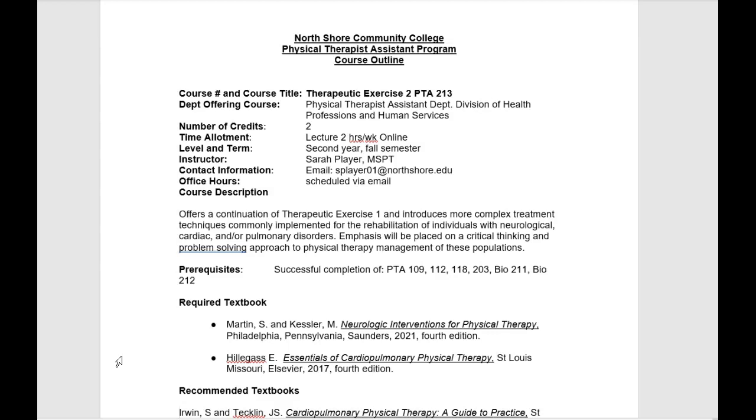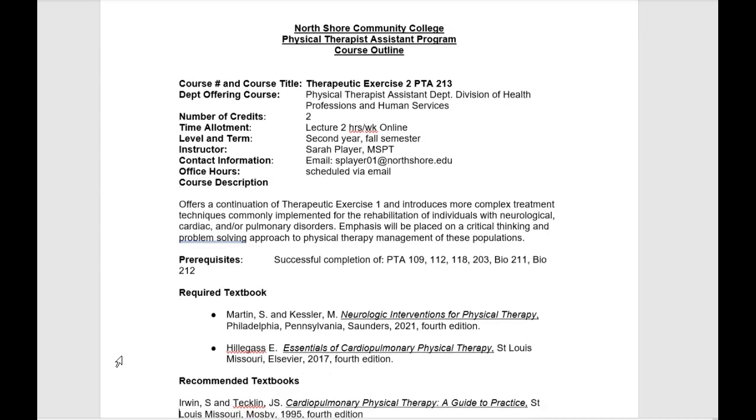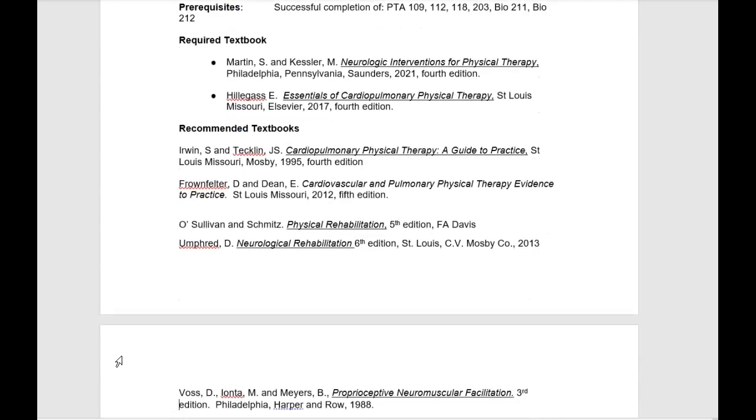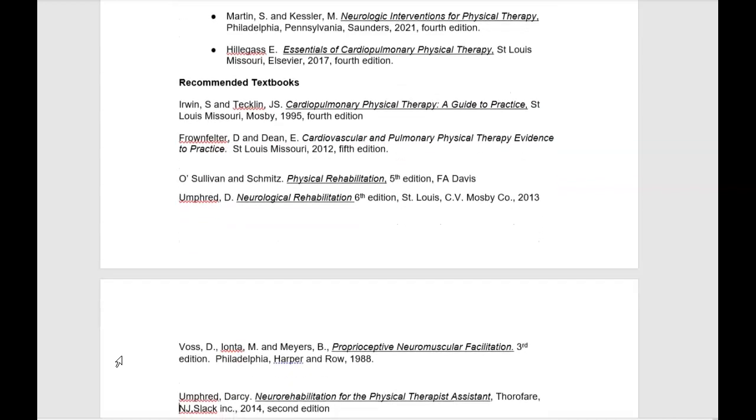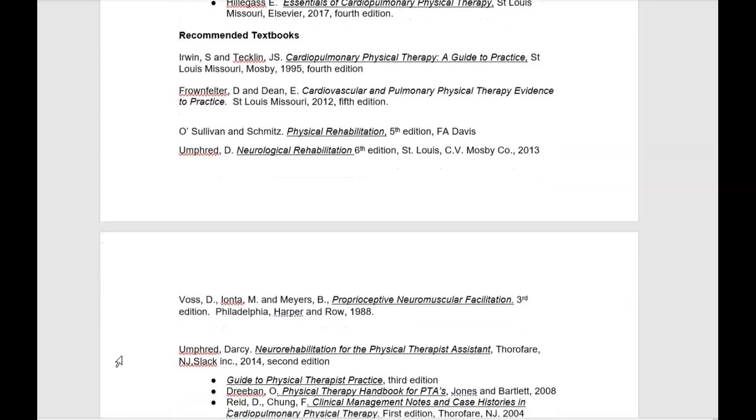The population of patients that we're going to be focusing in on are neurological patients, cardiac and pulmonary patients. So those are the prerequisites. The textbook is the Martin and Kessler Neurological Interventions for Physical Therapy, the 4th edition, and the Hillegas is the cardiopulm book, Essentials of Cardiopulmonary Physical Therapy, the 4th edition. And there are some recommended textbooks as well.